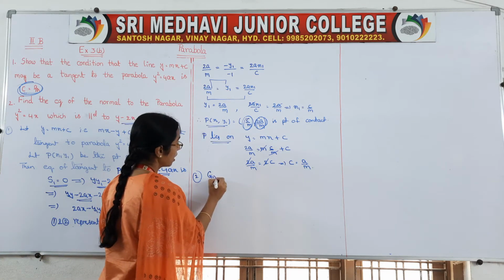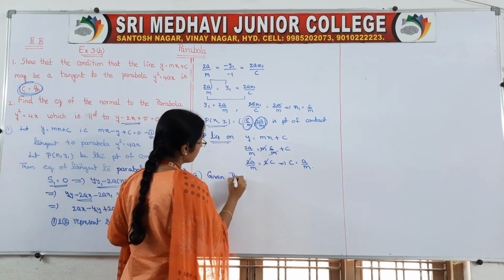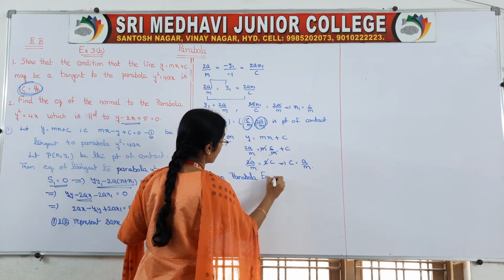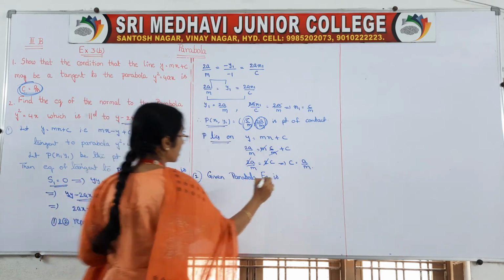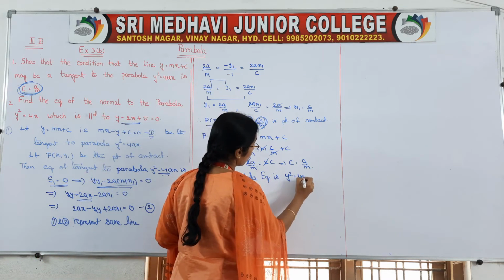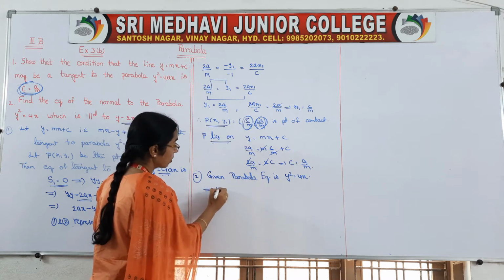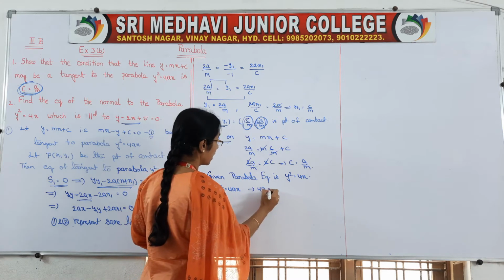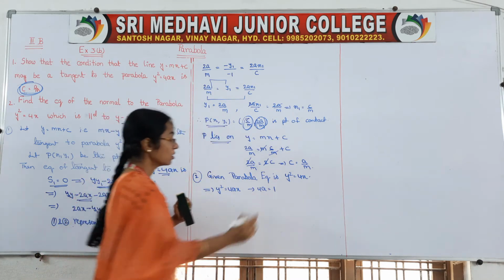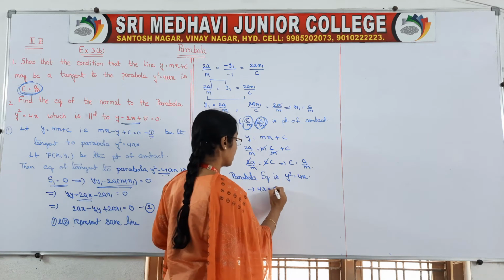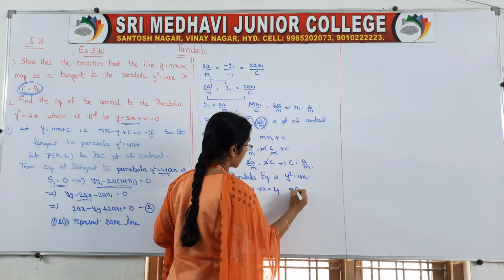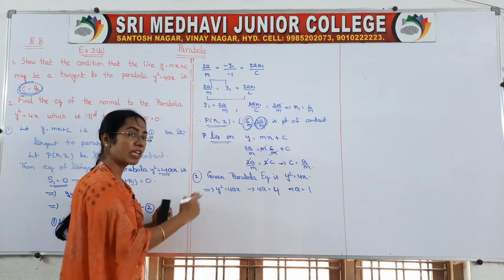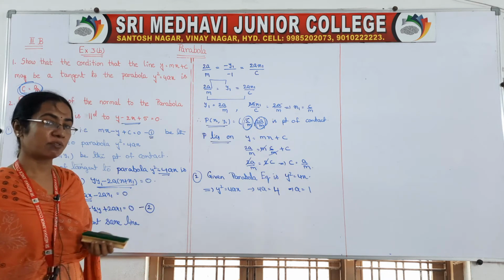Given parabola equation is, what is that? Its equation is y square is equal to 4x. So it is in the form of y square is equal to 4ax, implies 4a is equal to 1. So isn't it, in 4a place we are having a 4, right? So a is equal to 1. Y square is equal to 4x, y square is equal to 4ax. We are comparing that with that one, right?